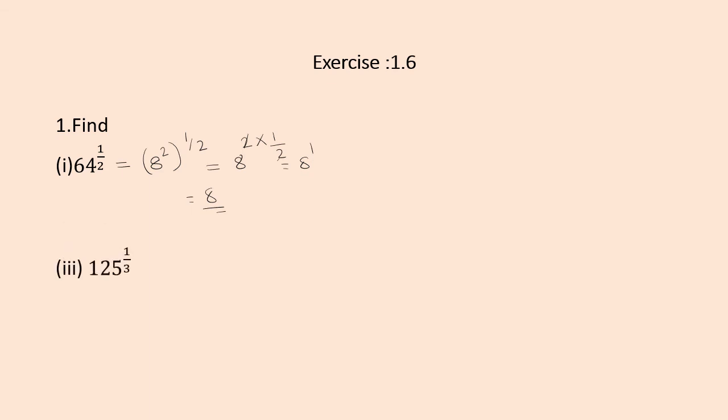Now question number 2, it is 125 raised to 1 upon 3. First you have to check whether 125, the base, can be written as a cube of any number. So clearly 125 is 5 cube whole raised to 1 by 3. By using laws of exponents, you will have 5 raised to 3 multiplied by 1 upon 3. 3 and 3 getting cancelled. So you are getting 5 raised to 1, that is 5.